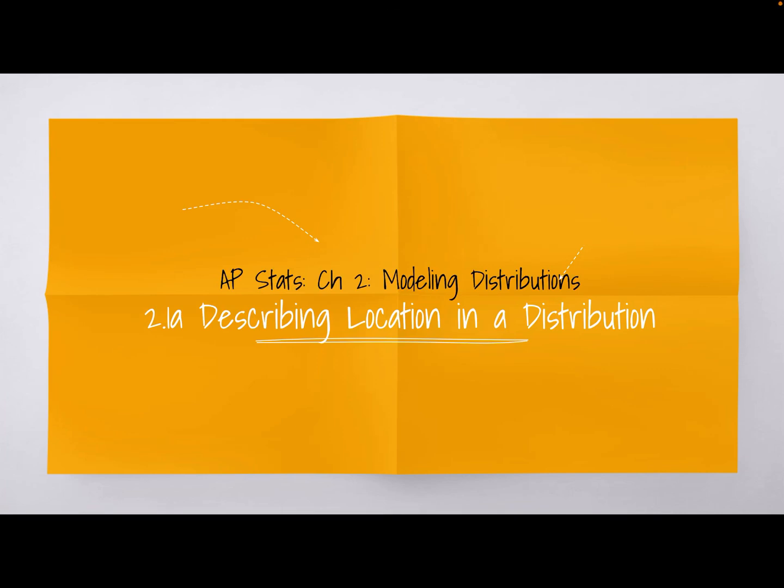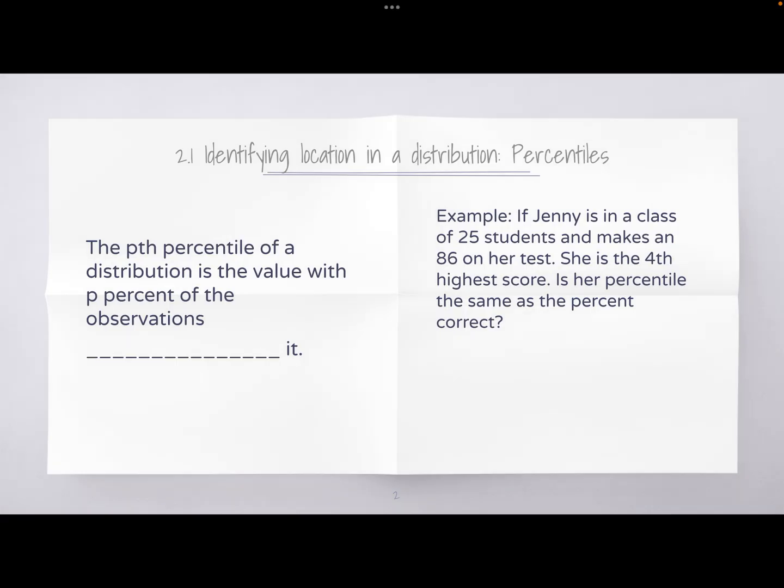2.1 is about describing the location in a distribution. So we will be looking at percentiles and z-score. So let's identify the location for percentiles. The pth percentile of a distribution is the value with p% of the observations at or below it.